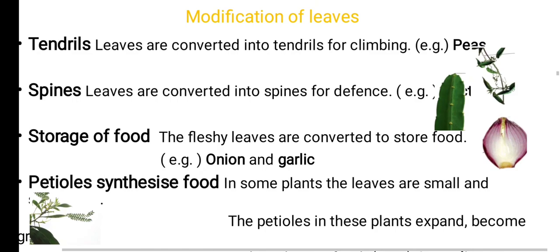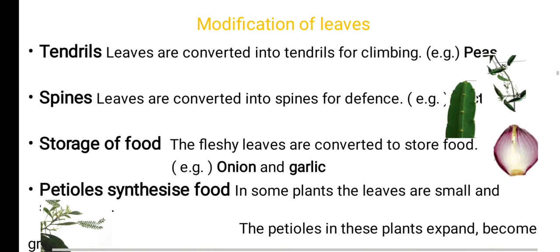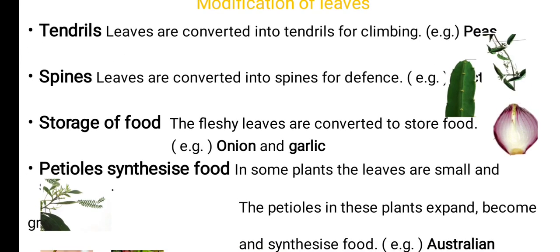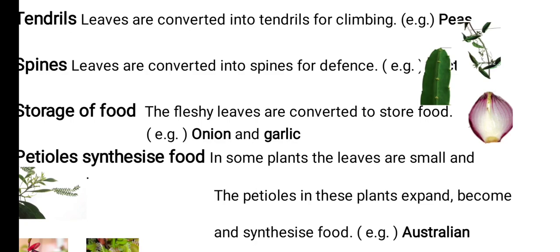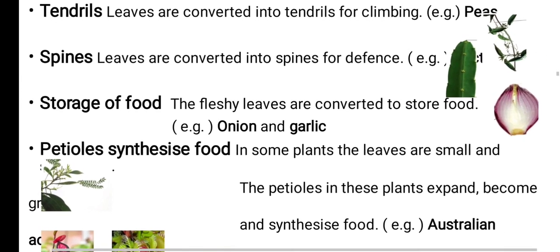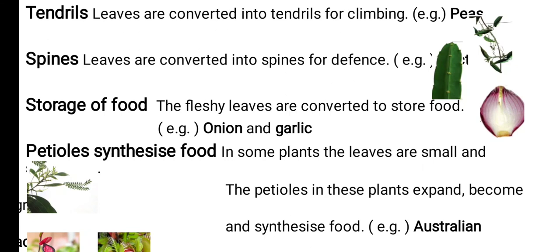Then leaves also get modified to store food, storage of food. The fleshy leaves are converted to store food. We all come across the common examples like onion and garlic. The edible part of onion and garlic are nothing but leaves stored with food. The fleshy leaves of onion and garlic are consumed by us.